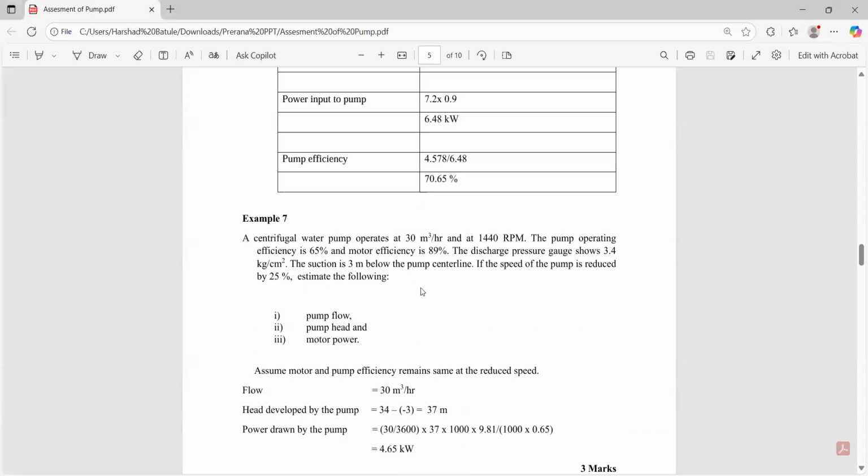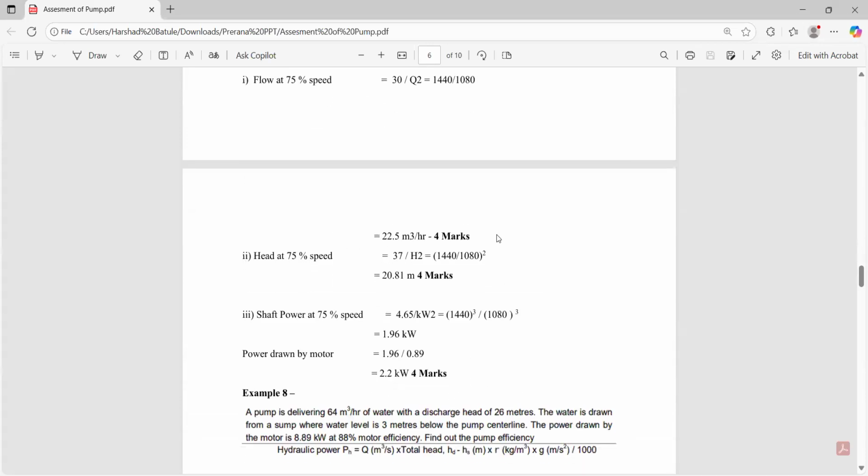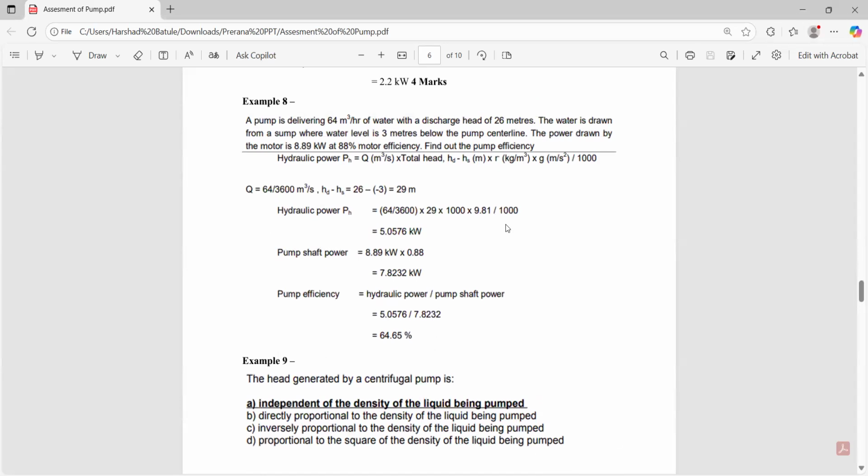a centrifugal water pump operating at 30 m³ per hour, 1440 RPM. We have covered this above. If the pump is delivering 64 m³ per hour of water with a discharge head of 26 meter, the water is drawn from a sump where the water level is 3 meters below the pump center line. The power drawn by the motor is 8.89 kilowatt at 88% motor efficiency. Find out the pump efficiency.